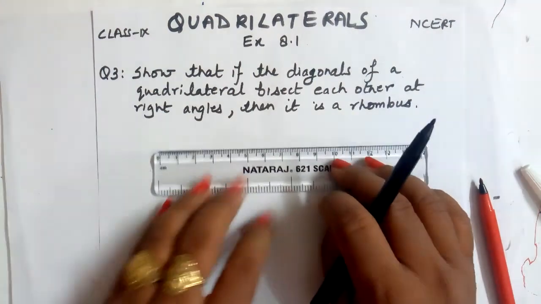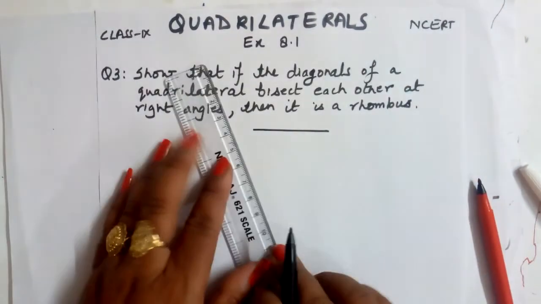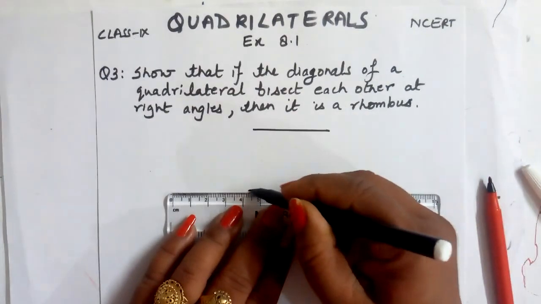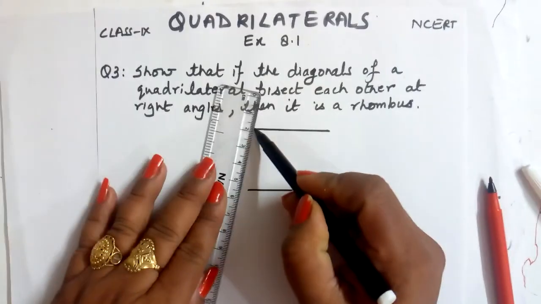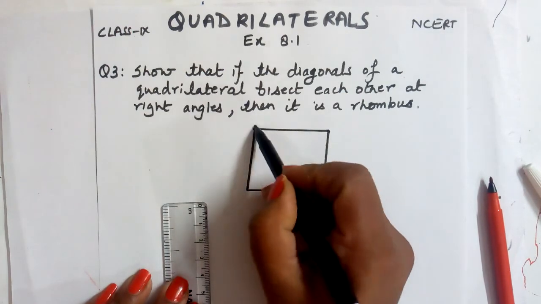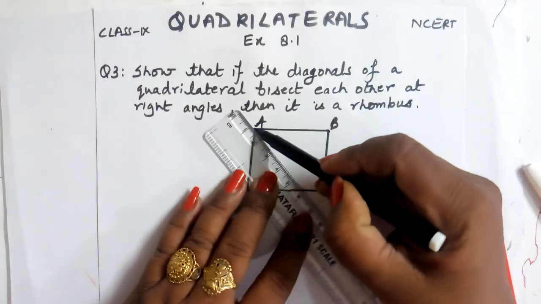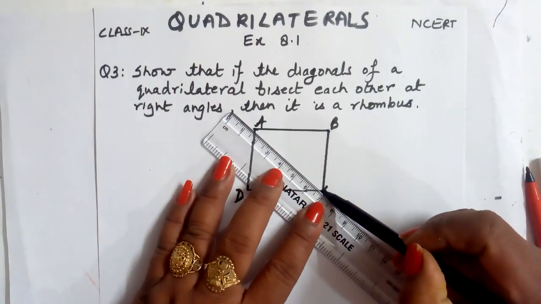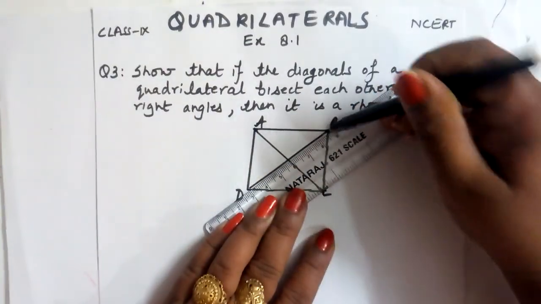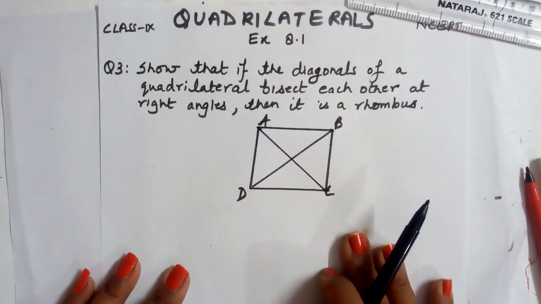So first of all, of course, we have to draw a quadrilateral, because in geometry drawing a figure is very important. Without drawing a figure we are unable to prove this question. Now suppose this is the quadrilateral A, B, C and D, and these are the diagonals of the given quadrilateral. As we know, what is a quadrilateral? A quadrilateral is a closed figure having 4 sides.